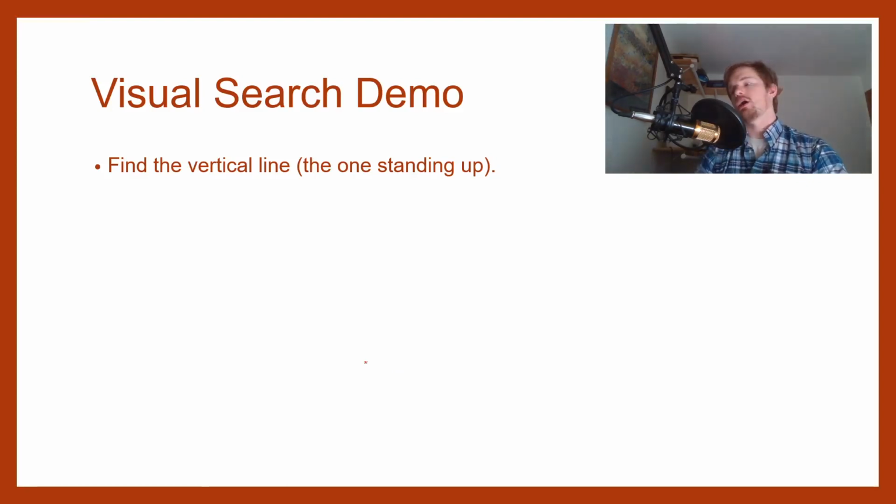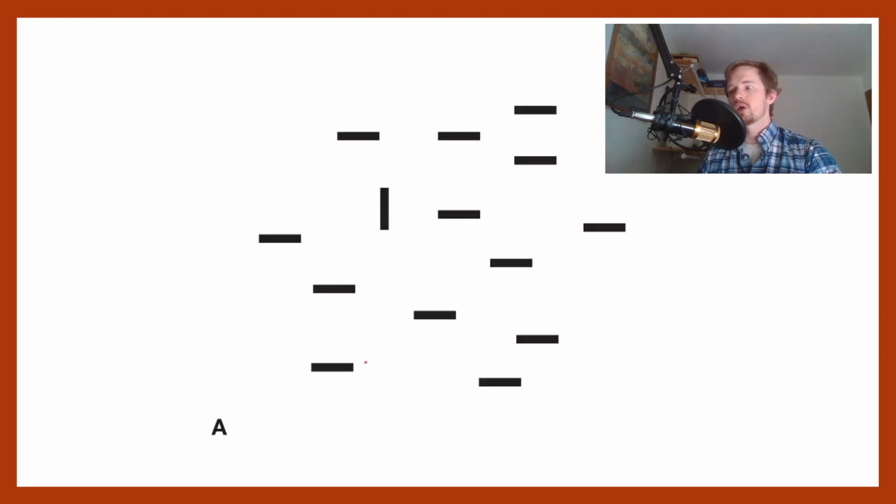All right, so I'm going to give you a very quick demo. I'm going to give you 3 of these different trials. I want you to look for the vertical line here, and I want you to reflect on how fast you're able to solve this particular task. So you're looking for the vertical line. Here we go. Okay, that one stuck out right at you, right? Popped out right at you. So that pop out is because it just seems to stand out, right? It's the only one that is vertical.